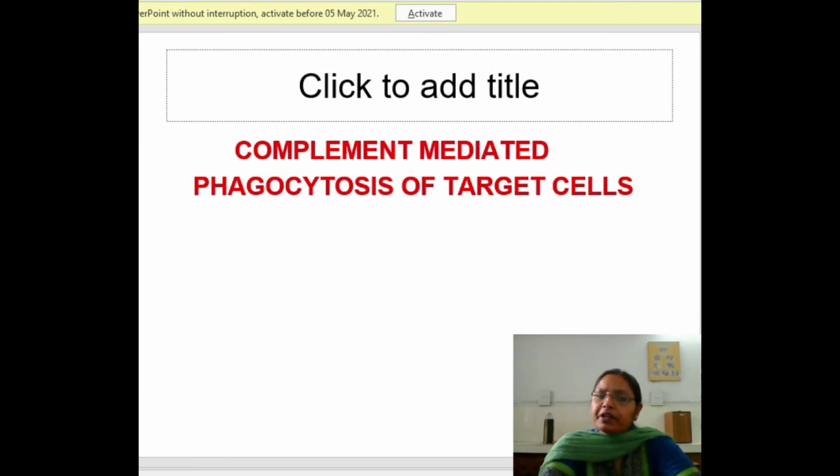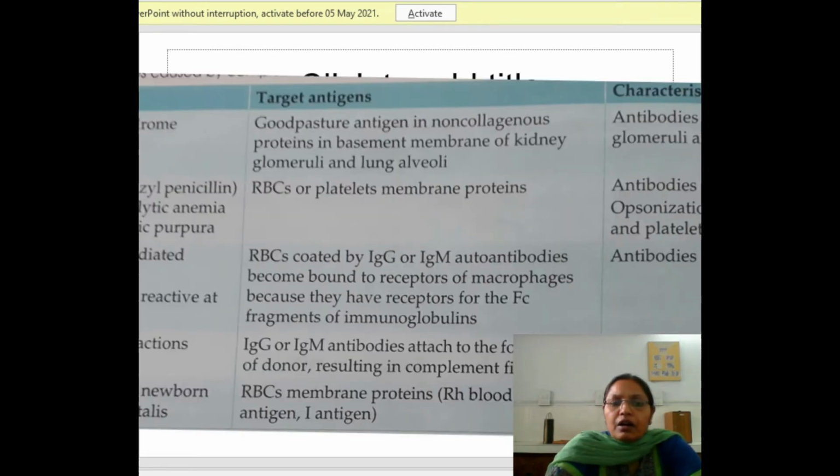The other is the complement mediated phagocytosis of the target cell, and the examples are Goodpasture syndrome, warm antibody drug induced reactions, blood transfusion reaction, and hemolytic disease of the newborn. In Goodpasture syndrome, the target antigens are present on the non-collagenous proteins in the basement membrane of the kidney and the lung alveoli. So there are antibodies against these structures.